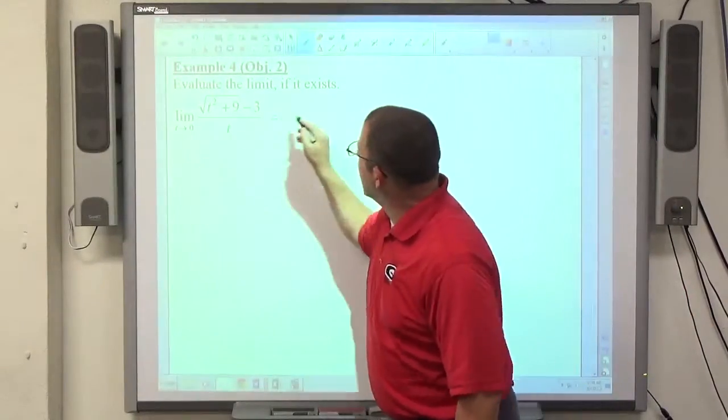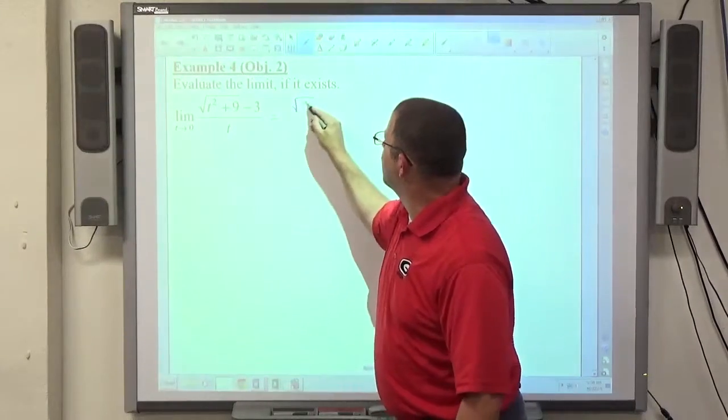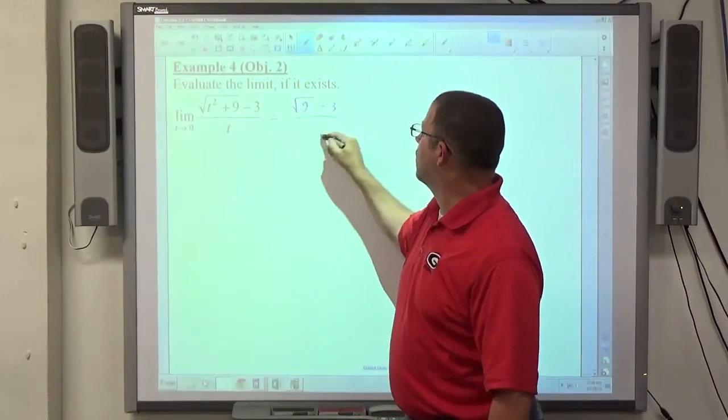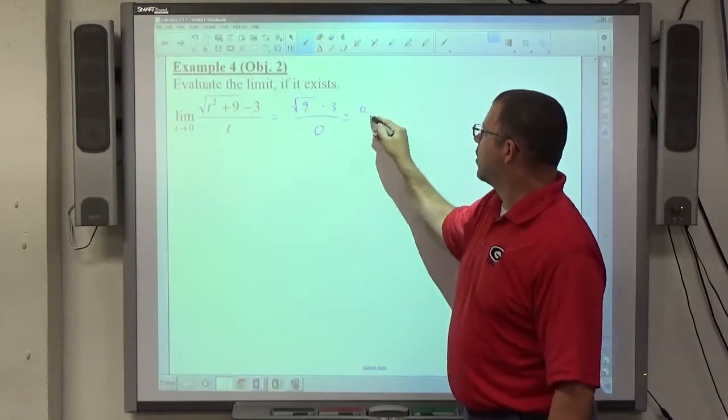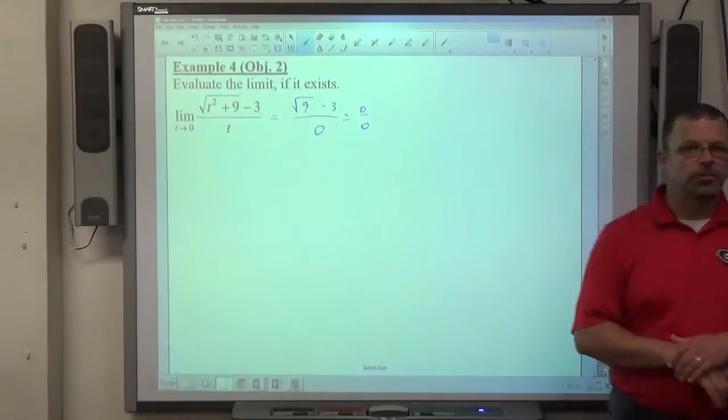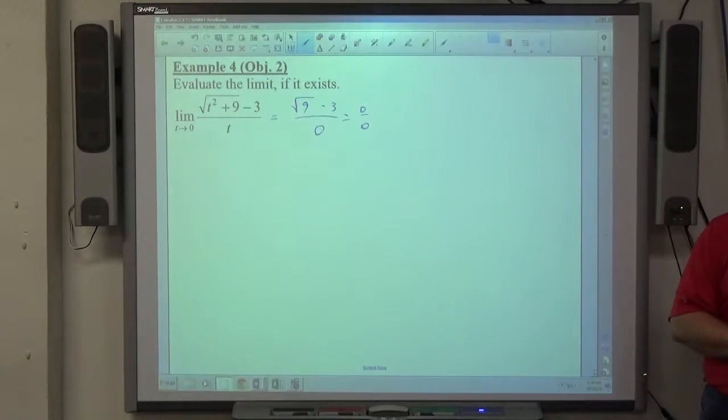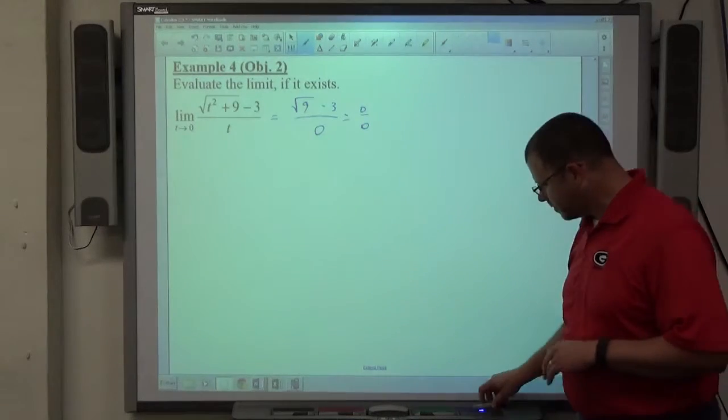So, if I put 0 in, I'm going to get the square root of 0 plus 9, which is 9, minus 3 over 0. That's 3 minus 3 is 0 over 0. We got our indeterminate form, which means we have to go about this algebraic technique to simplify.